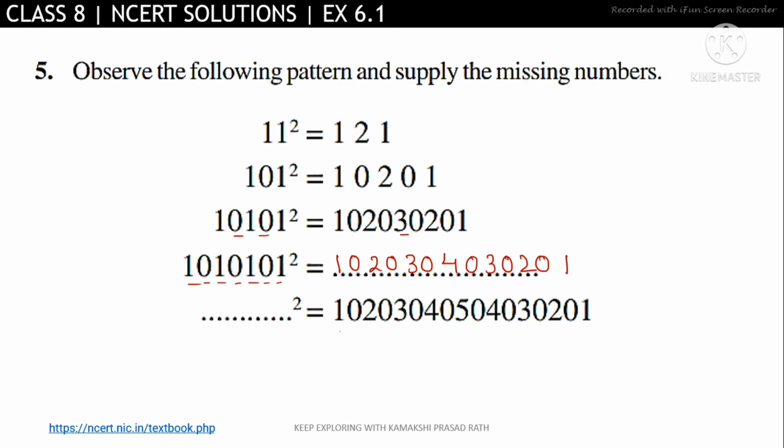Now see here, same way 102030405040302010... So here we can see how many zeros there are: 1 2 3 4 zeros up to 5, again 1 2 3 4 zeros. That means, so how will we get this number? 1 2 3 4, again 1. So 10101010 1 whole squared will come in this way.